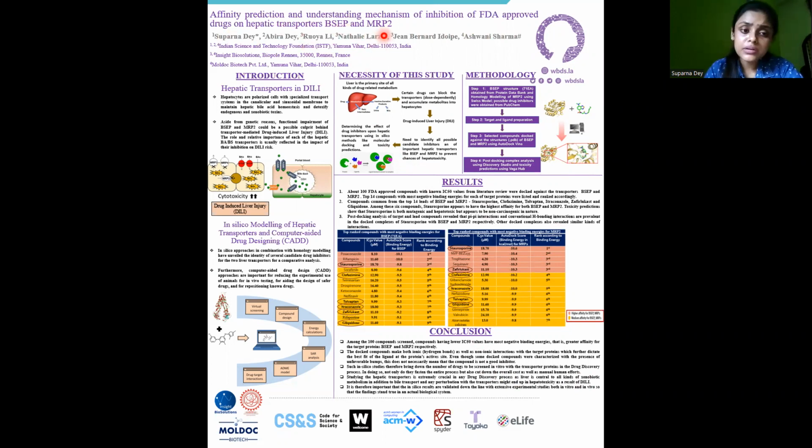Now, hepatocytes are polarized cells with specialized transport systems on the canalicular and sinusoidal membrane, which maintain bile acid homeostasis and detoxify endogenous and xenobiotic toxins. Owing to these critical functions, interference of their functional transport processes can lead to intracellular accumulation of xenobiotics and bile components, which might result in cell damage as a result of cholestasis, which are often together termed as drug-induced liver injury or, in short, DILI.